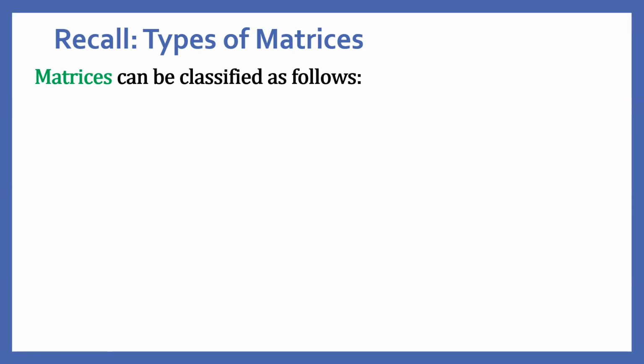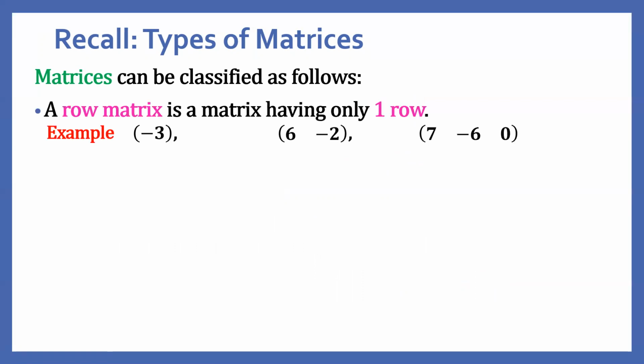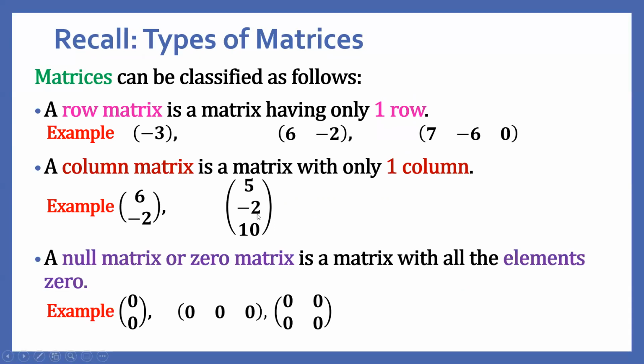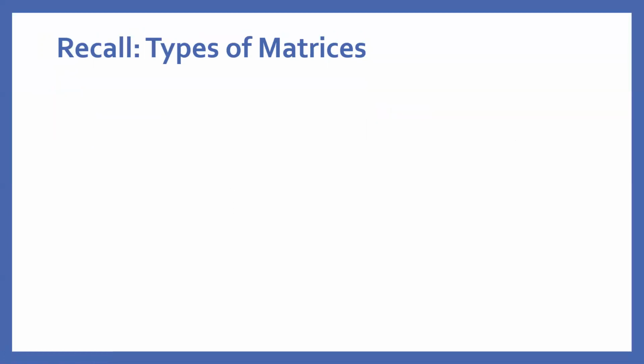Matrices can be classified as follows. We have what we call a row matrix. As the term indicates, a row matrix will have only 1 row. We have a column matrix which will have only 1 column. And then we have a null or 0 matrix where all the elements will be 0. The 0 matrix or the null matrix can be of any order, but all the elements will be 0.